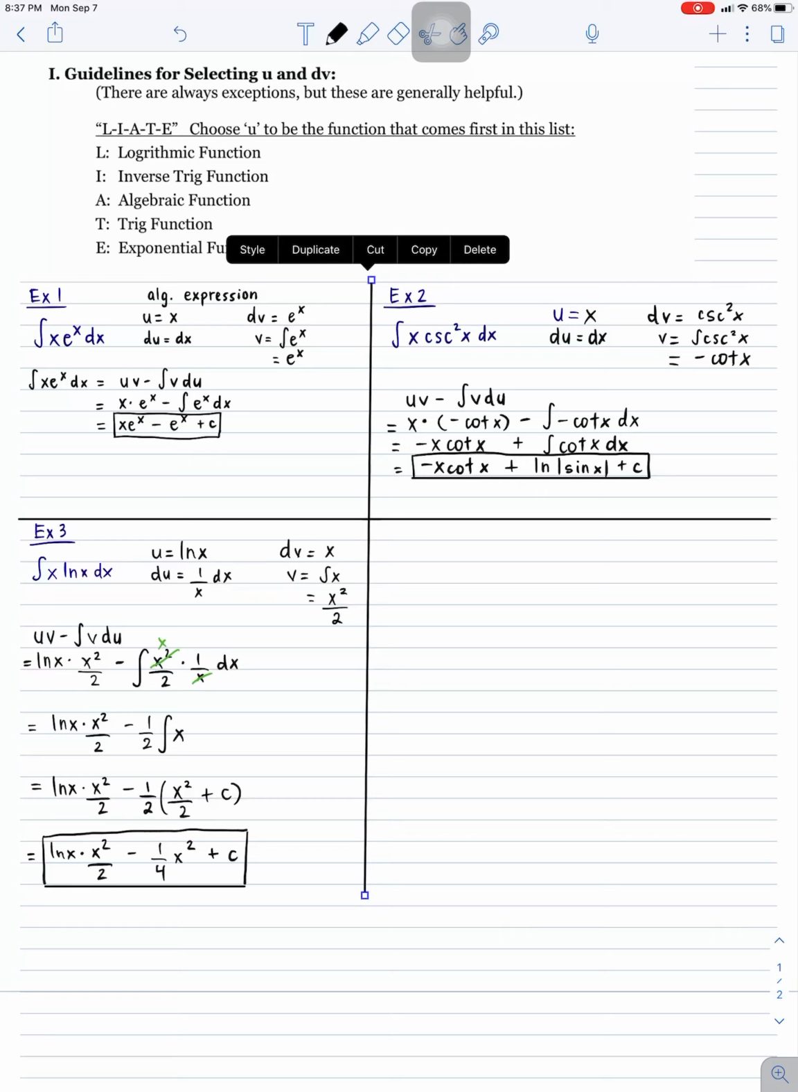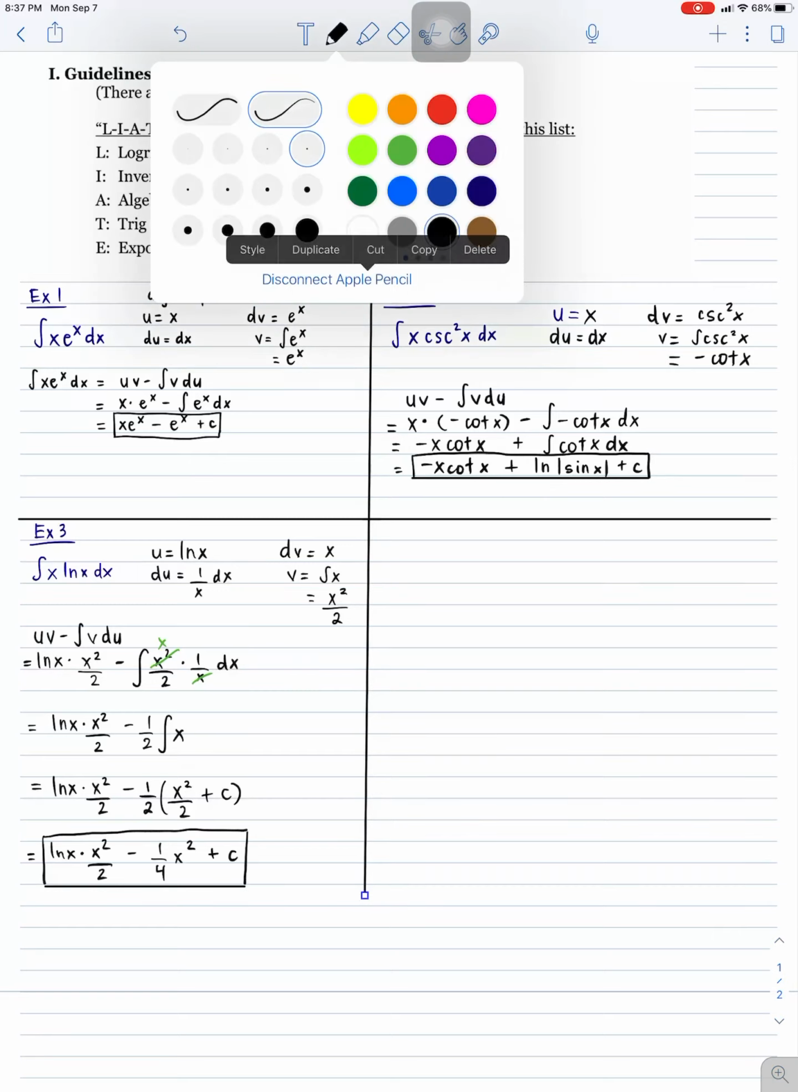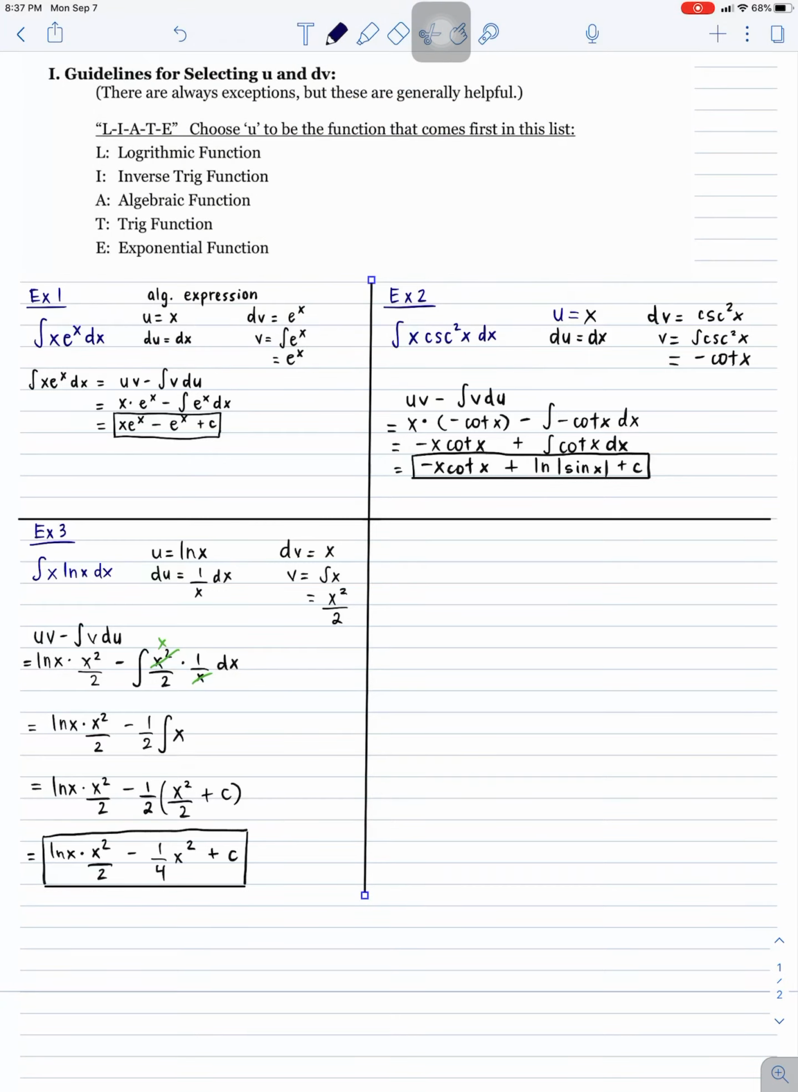Okay, and let's try example 4 here. Uh-oh, how do I, there you go, example 4. So now let's just say I just have the integral of ln x dx.